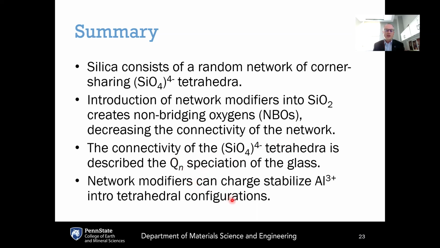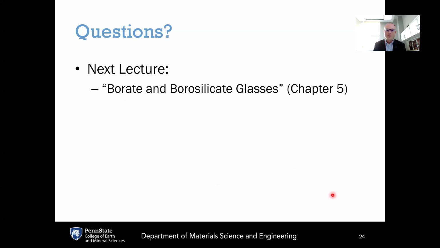And if we've got an aluminosilicate glass, the modifiers play a different structural role because they are needed to stabilize the 3+ aluminum into a tetrahedral configuration. So the modifier, like sodium, has a 1+. The 1+ from the sodium combines with the 3+ from aluminum and forms an effective 4+ charge.